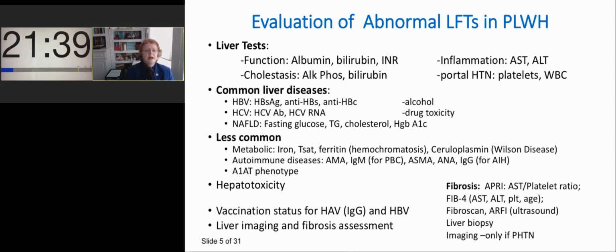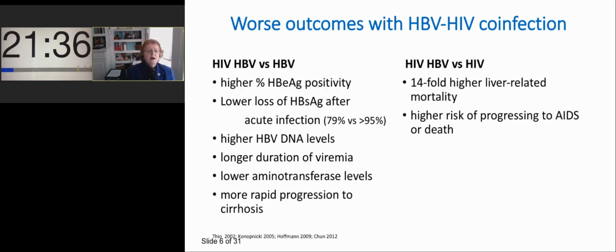So let's move to hepatitis B. There are worse outcomes with HIV and Hep B co-infection. When you compare HIV and hepatitis B to hepatitis B monoinfection, there's a higher percentage of E antigen positivity. There's a lower loss of surface antigen after acute infection. So after acute infection in adults, the vast majority of non-HIV infected individuals lose surface antigen. But after acute hepatitis B in patients with HIV, 21% maintain surface antigen. So they have a higher risk of chronic infection.